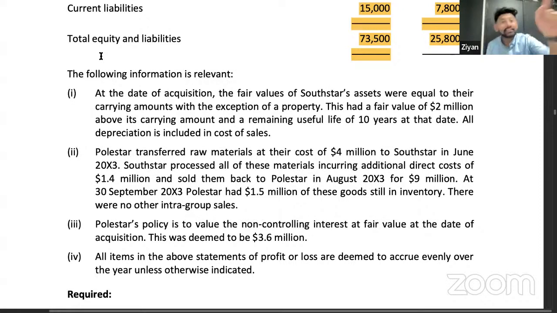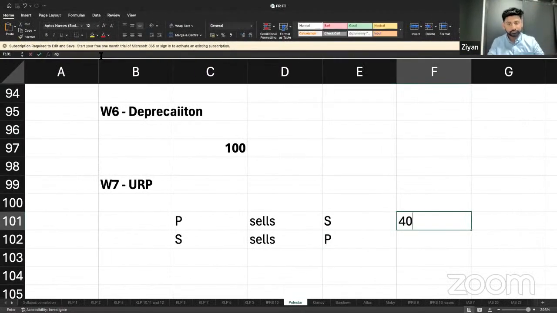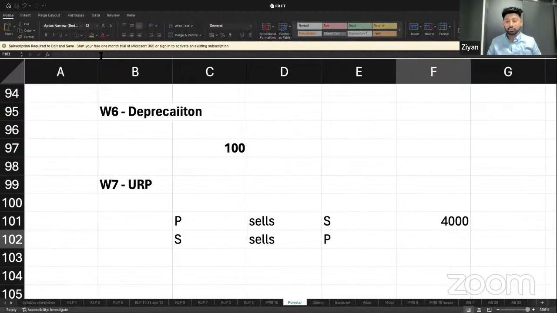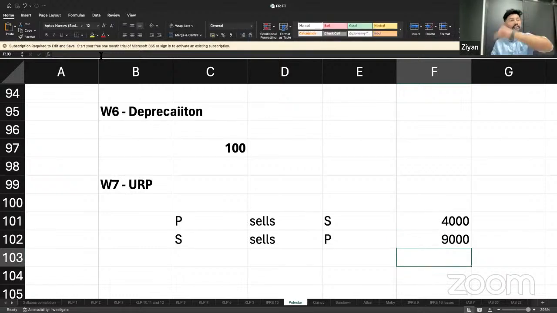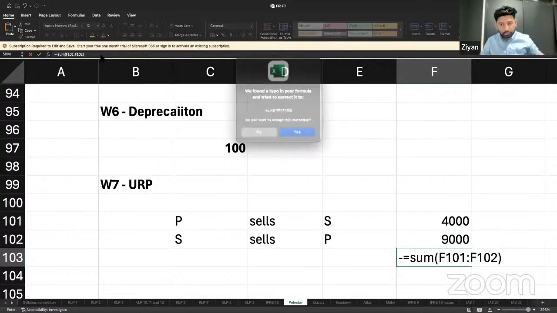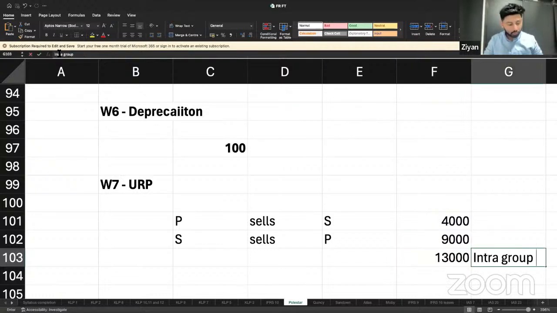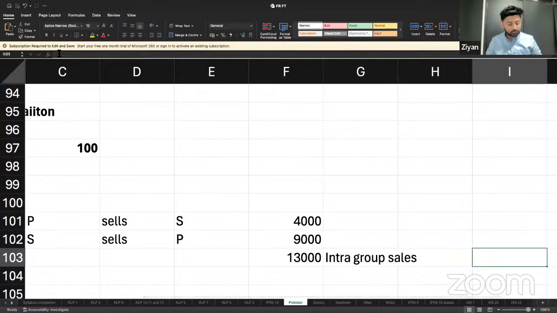When P sells, P is selling for how much? 4,000. And then it is processed and sold back to Polestar for how much? 9 million. So when the subsidiary sells, it's selling for 9,000. P is selling for 4,000 and S is selling back for 9,000. In other words, total sales between both parties is 13,000. Are we clear? What is this 13,000? Intergroup sales. What do you do with intergroup sales? Eliminate it.